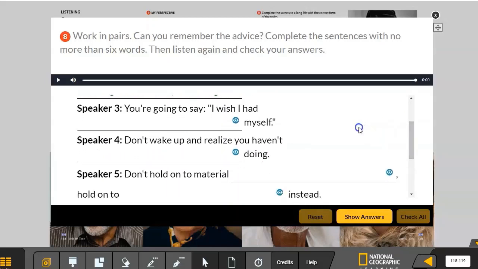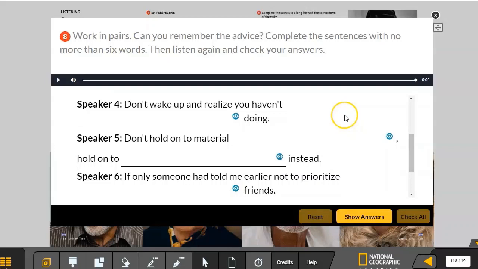Speaker 3. You're going to say, I wish I had taken better care of myself. I wish I had. We're going to talk about these structures later, guys. Number 4, don't wake up and realize you haven't done the things you dreamed of doing. Don't waste your time, guys, in this case. Speaker 5. Don't hold on to material objects. Hold on to time and experiences instead.